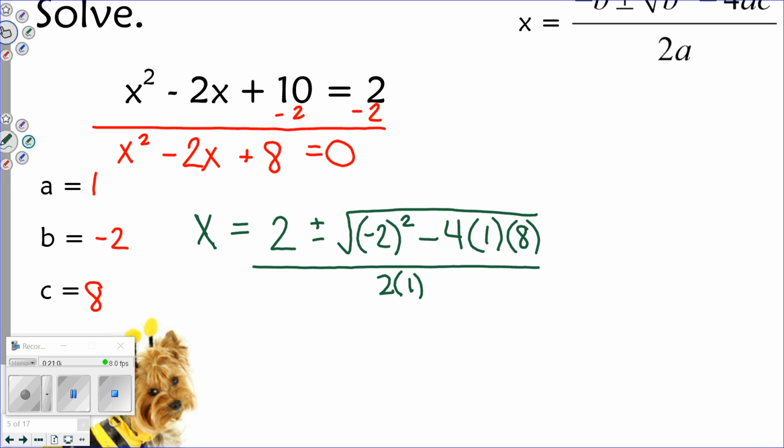All right, so the next thing I want to do is clean up under that radical. So x equals 2 plus or minus the square root of negative 28, all over 2. All right, what do you think should be the next step? Good, pull out i and do what with that radical? Yeah, do your factor tree on it.